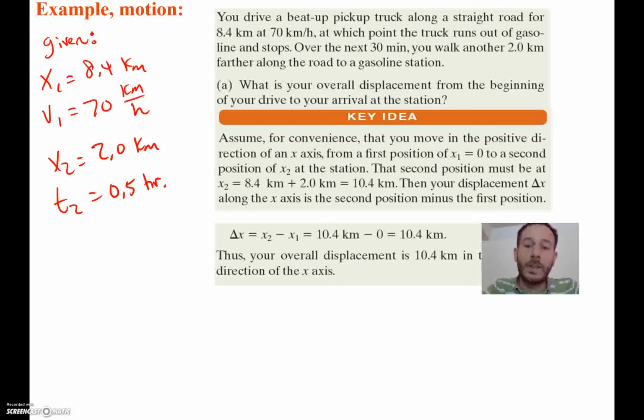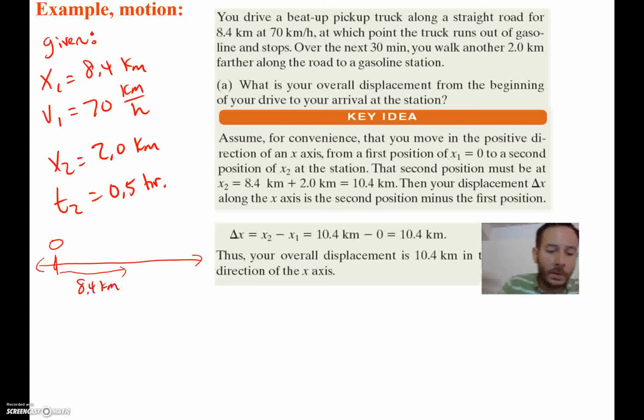So what is your overall displacement from the beginning of your drive to the arrival at the station? So we're trying to find its overall displacement. So assume for convenience that you move in the positive direction of the x-axis. Right? So here's our x-axis. Let's say 0, which is our origin, is somewhere over there on the left. Okay. And we first go a total of 8.4 kilometers while we're in the truck. So we have 8.4 kilometers. Okay. And we know then we'd walk an additional 2 kilometers.